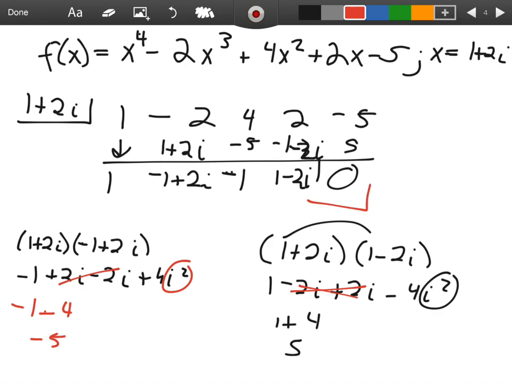Now this right here, a remainder of 0 is something special. Okay, so we're going to talk about that in the next section. What happens when we have a remainder of 0, and that's a very, very good thing. We'll talk about that in the next section.